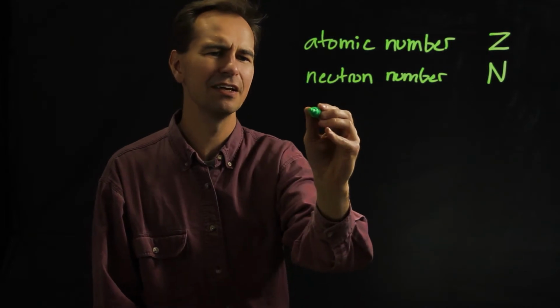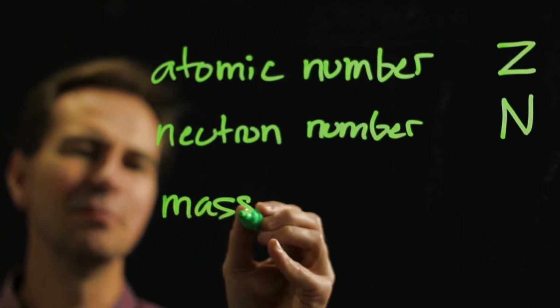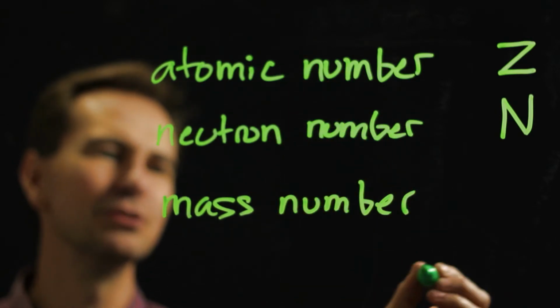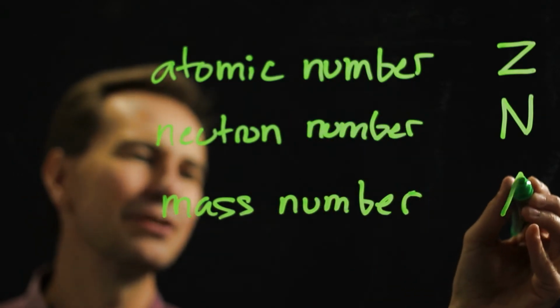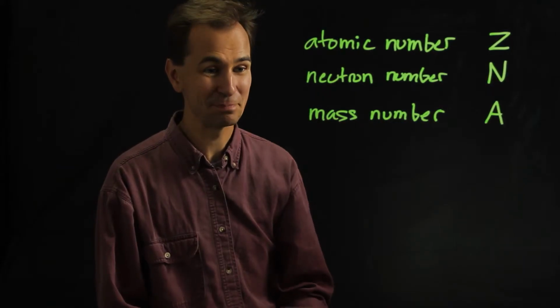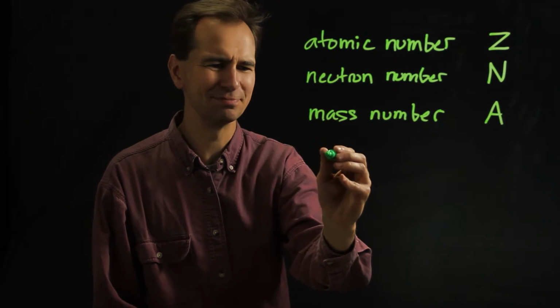And then finally, there's something called the mass number. And that's just the combination of the atomic number and the neutron number. And they usually use an A to give that number. So let's look at an example. Ordinary hydrogen.